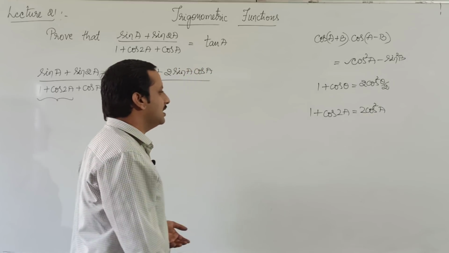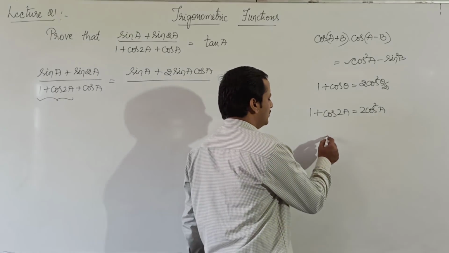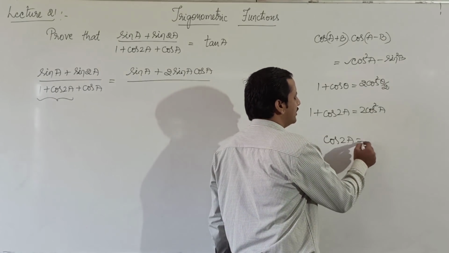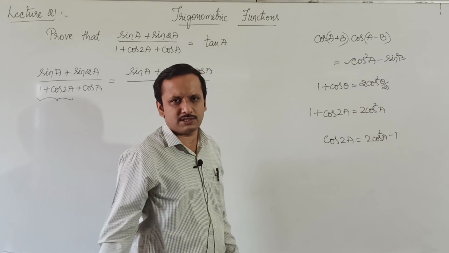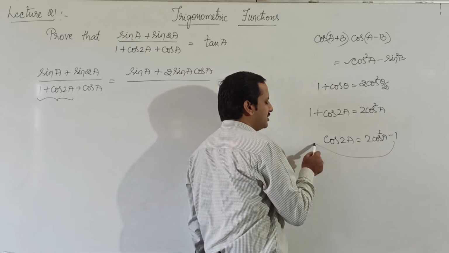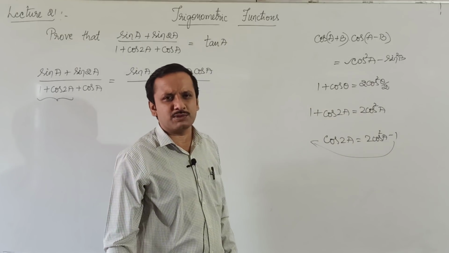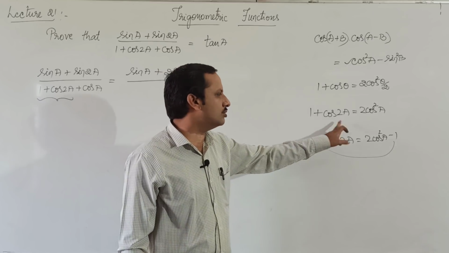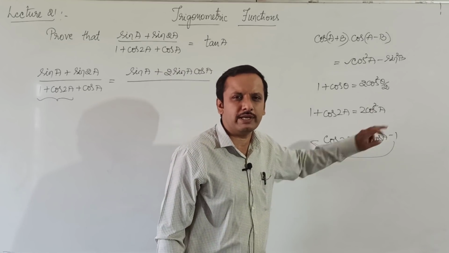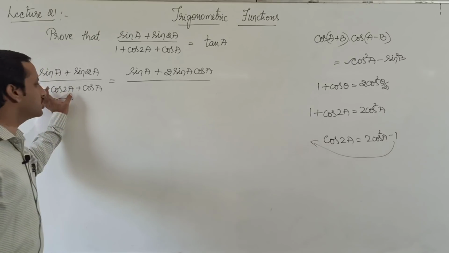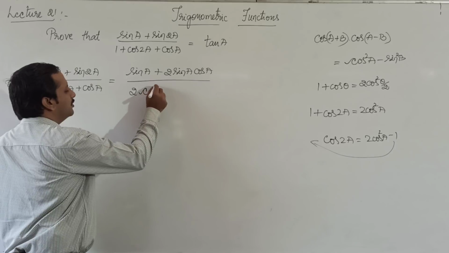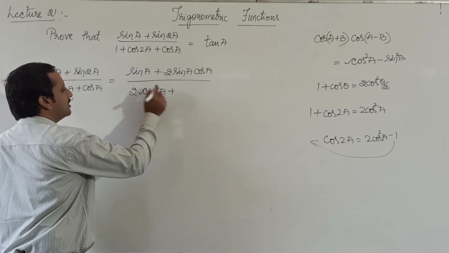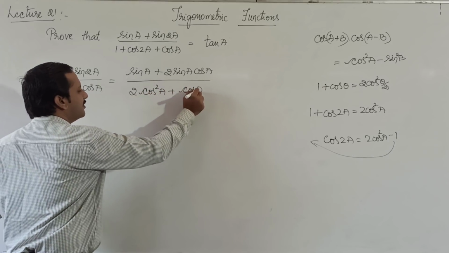Or you know this formula also, cos 2a is equal to 2 cos square a minus 1. Do you know this formula? Yes, right? Bring this minus 1 to this side. What will happen? It will become plus 1. So you have 1 plus cos 2a is equal to 2 cos square a, right? I am writing 1 plus cos 2a as 2 cos square a plus this cos a written as it is.